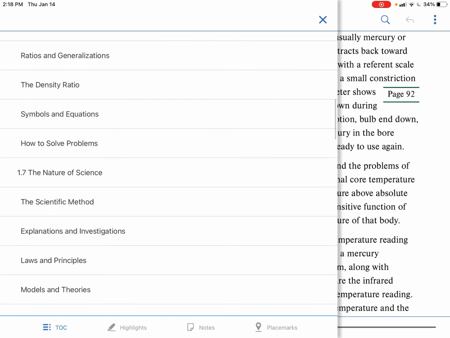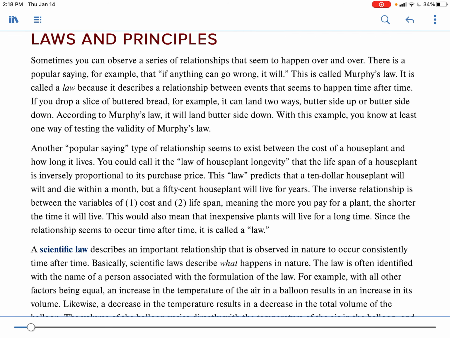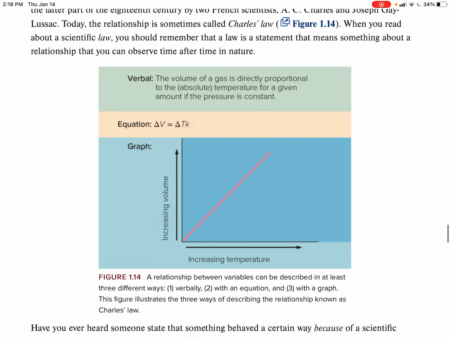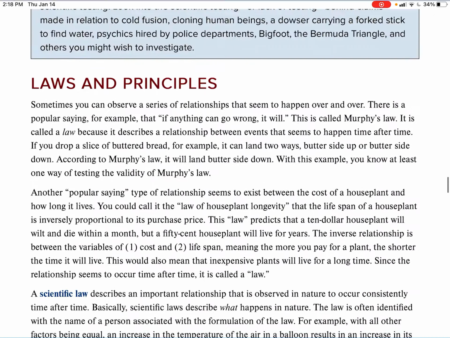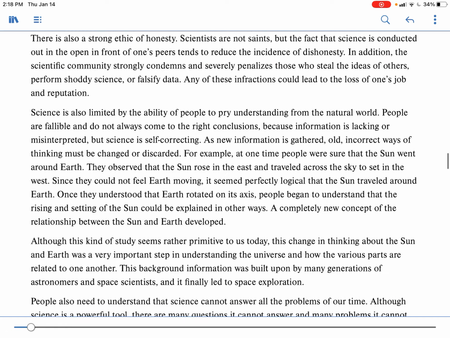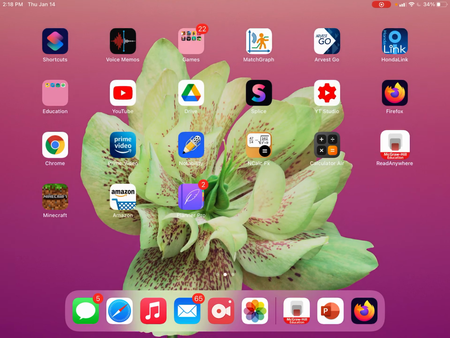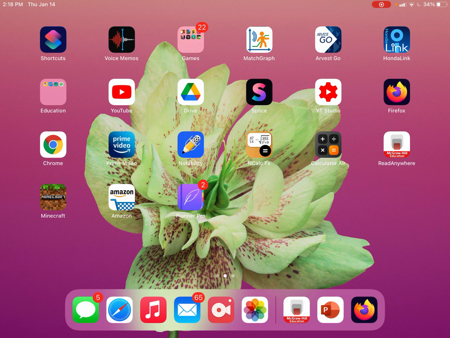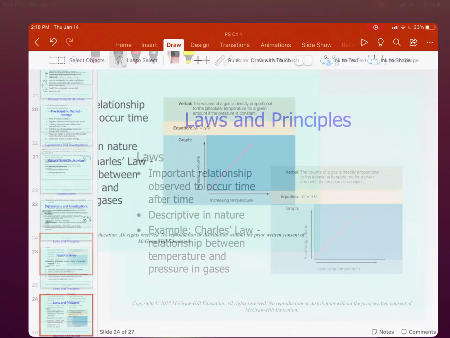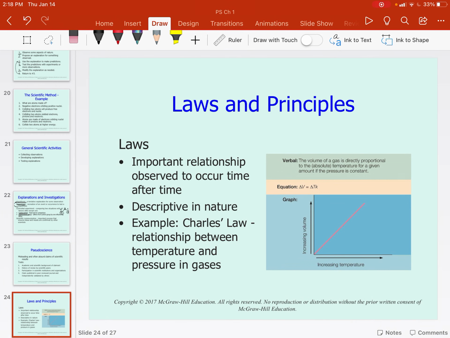So I think we were around laws and principles. And I just kind of wanted to show you how to access your textbook. It's possible that you're able to just view it on the computer, but for whatever reason on my iPad, it's making me do this image reader thing. So, all right, let me go back to my PowerPoint here.